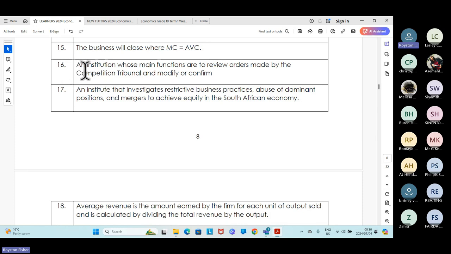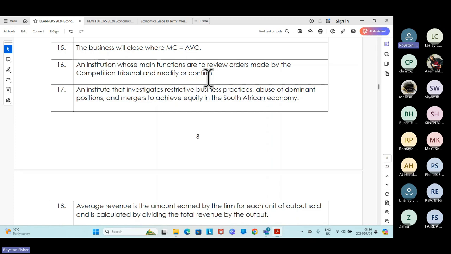Then, number 16, an institution whose main functions are to review orders made by the Competition Tribunal and modify or confirm it. Sorry, or confirm. So, thank you, Fidel. Number 16, sorry. Let's see your answers. St. Andrew says Competition Appeal Court. And that's the only answer that I've received so far. And you're correct. It is the Competition Appeal Court.